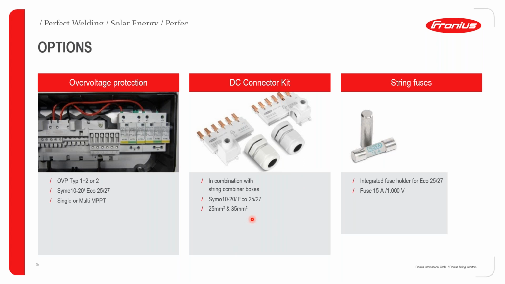And we get 2 DC connector kits. We get one for a 25mm squared cable and one for a 35mm squared cable. The only reason you're going to be using a DC connector kit is if you are using a DC combiner box. Because remember, if you're using a DC combiner box, your cables are going to be quite thick, and in turn, your cables could be about 20mm squared thick or even 35mm squared thick. For that reason, you'll have to use the DC connector kit.